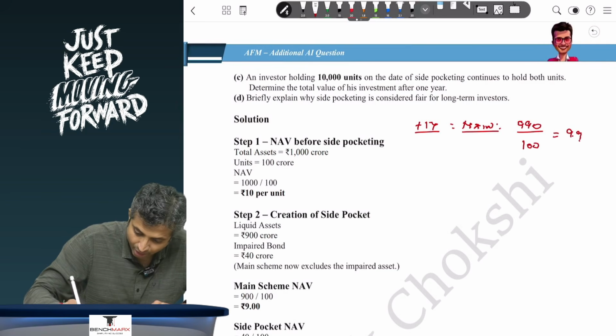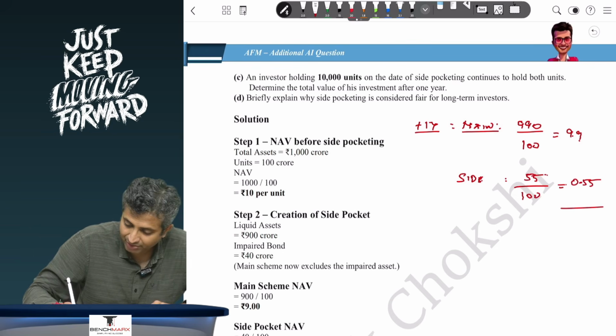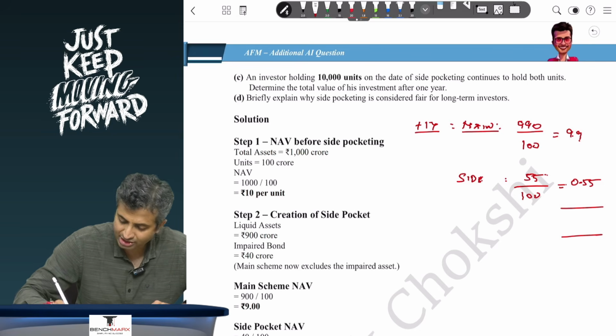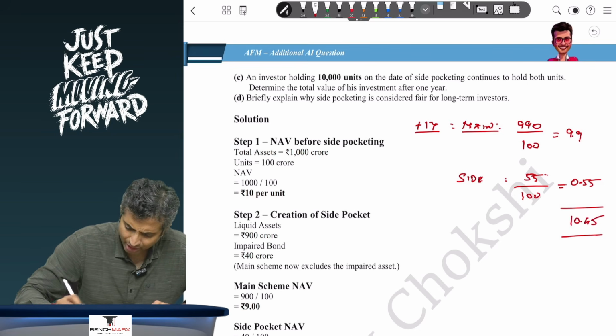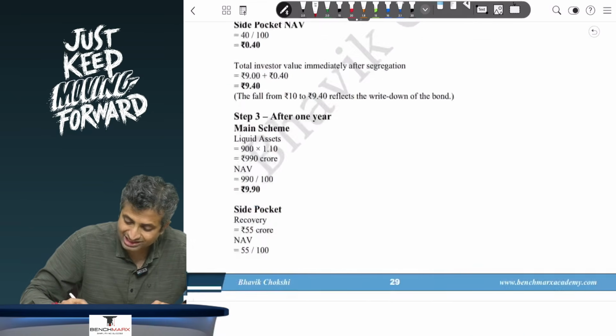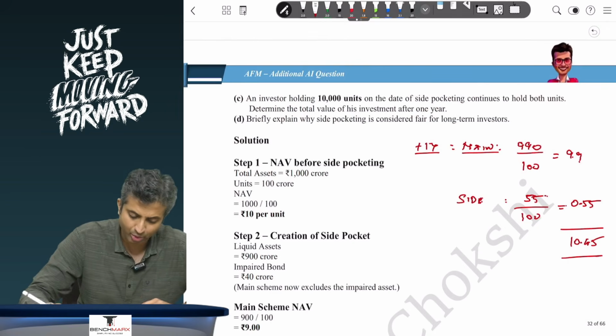So this is 9.9. And on my side pocket, I could eventually recover 55 upon 100. So this will become 0.55. So basically my wealth will become 9.9 plus 0.55, that is around 10.45. Initially my wealth was around 9.4 and this went, let's say, up to 10.45.